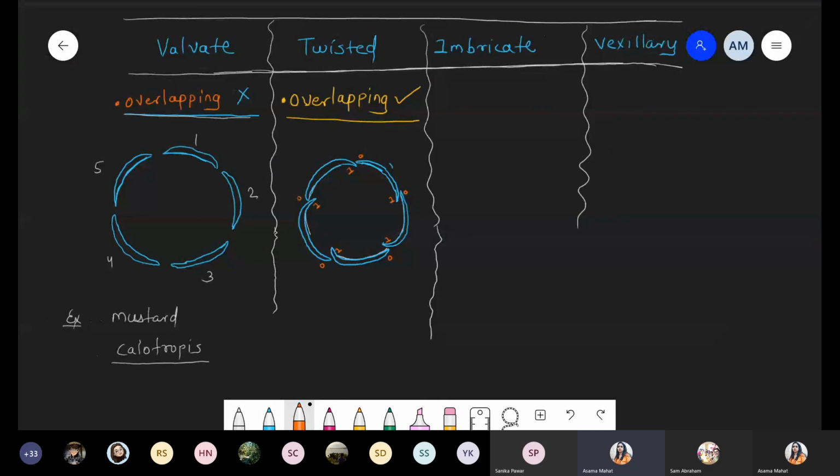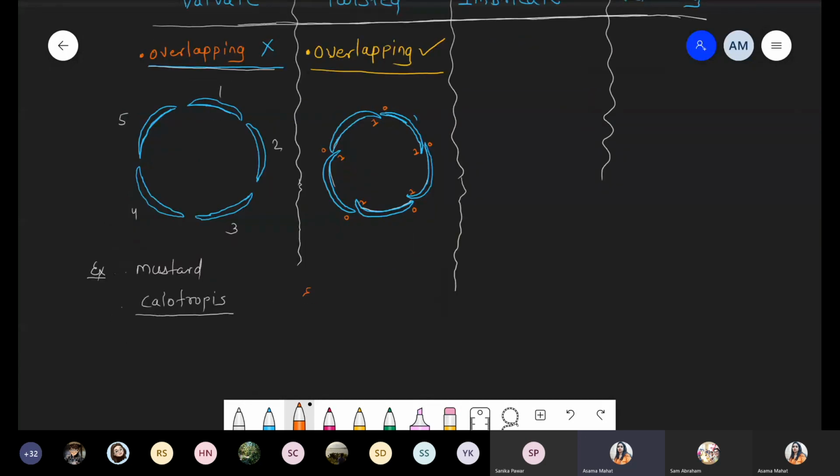One end is present toward the outer side. O for the outer, I for the inner. One end toward the outer, one end toward the inner side. Such a condition is called twisted. And now in case of twisted, we are taking the examples. One example is cotton. Write down the example cotton.